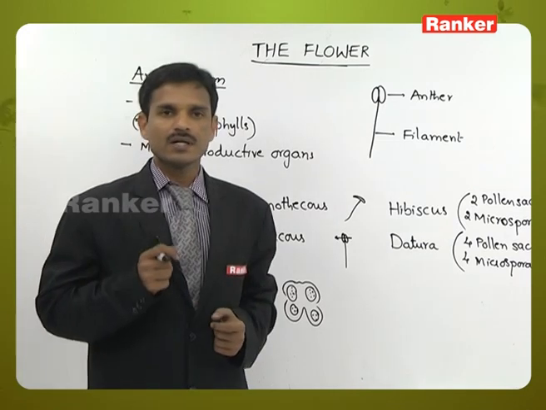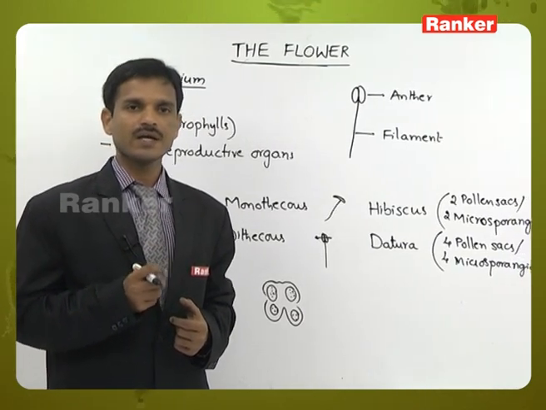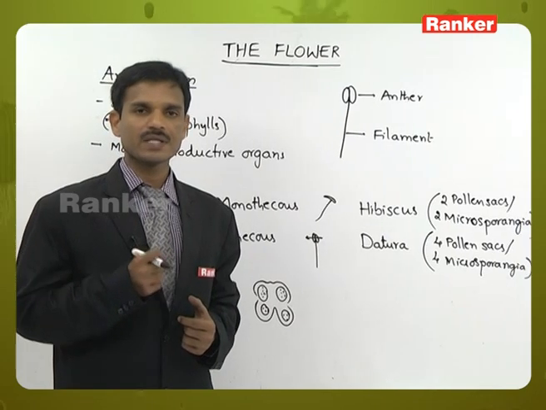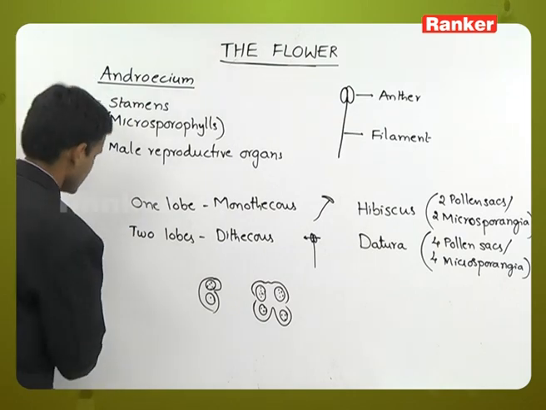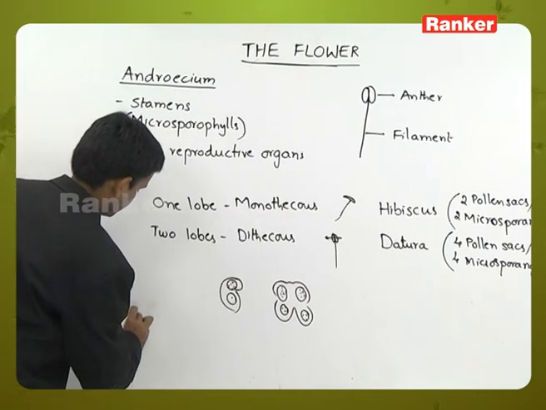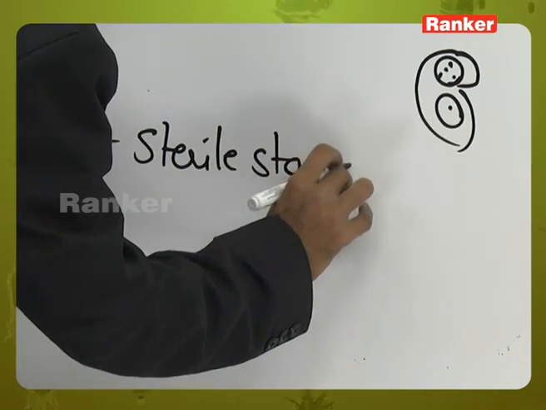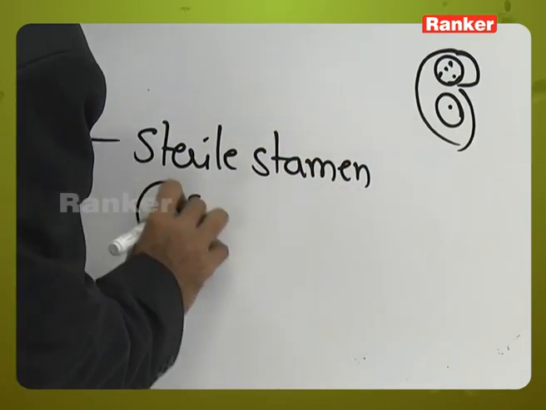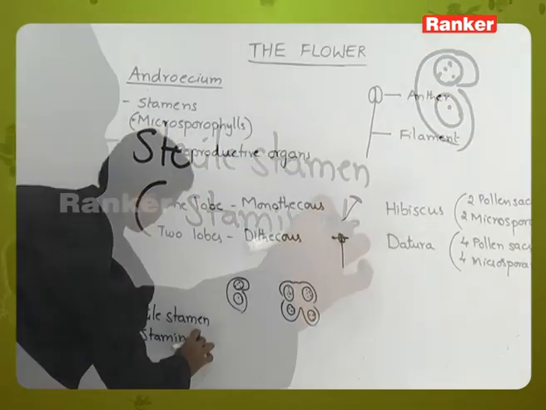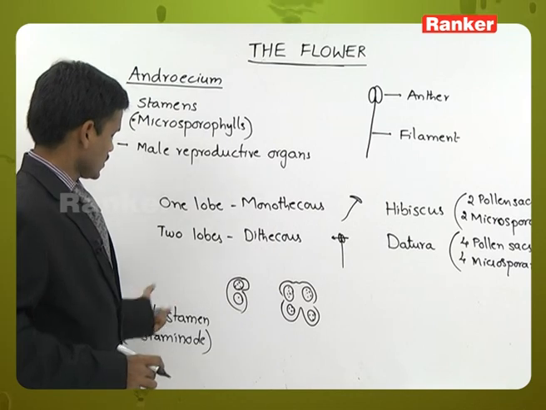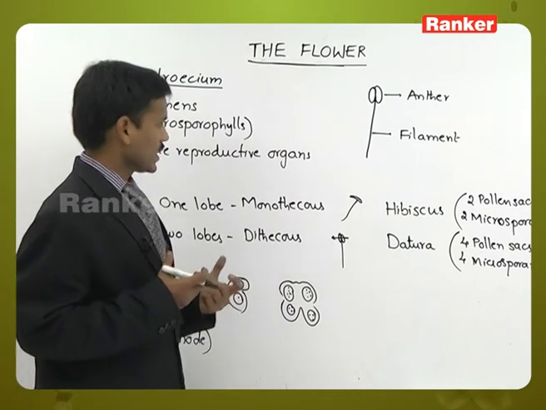Sometimes the stamens do not produce pollen grains. That's why it is a sterile stamen. The sterile stamens are called staminodes. Staminode or sterile stamen cannot produce pollen grains.